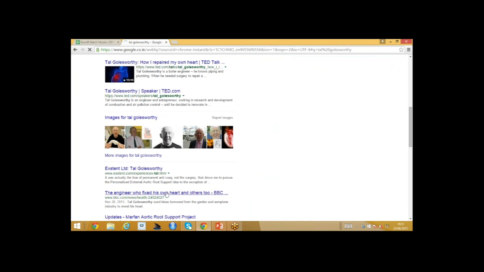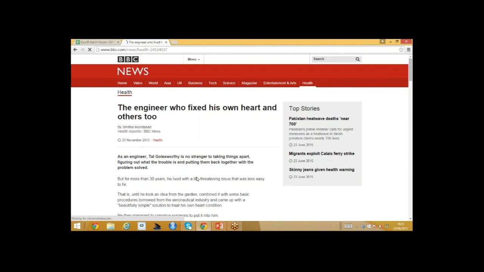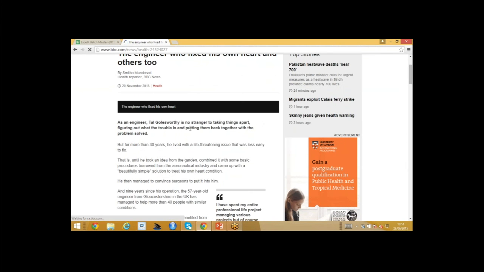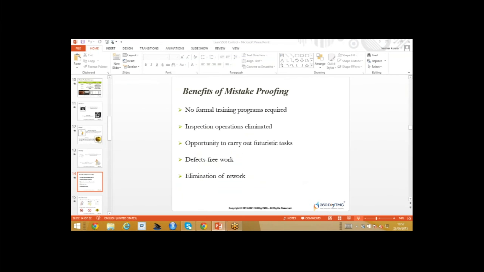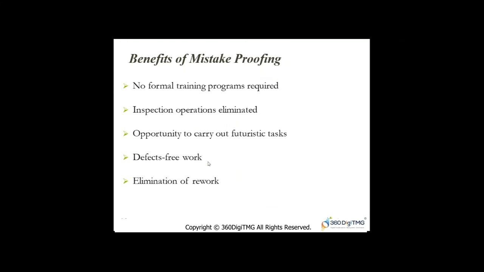Here is an article from BBC. He's an engineer who fixed his own heart. Sounds cool, isn't that? He lived with a life-threatening issue that was less than easy to fix. There, he has come up with a simple solution, and he has implemented the mistake proofing concept. So mistake proofing is used to even save the lives of humans. That is the power of mistake proofing. You can go through that when you find free time.